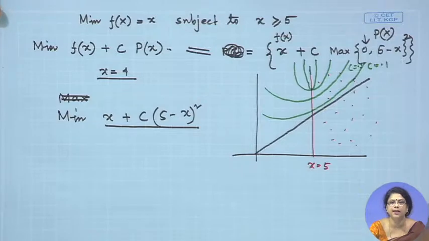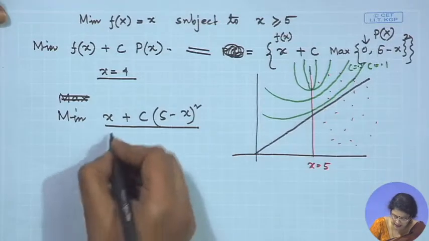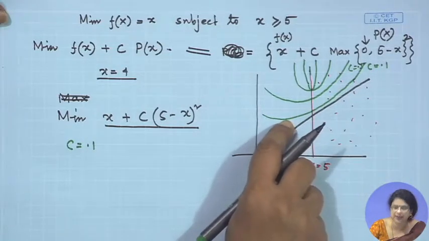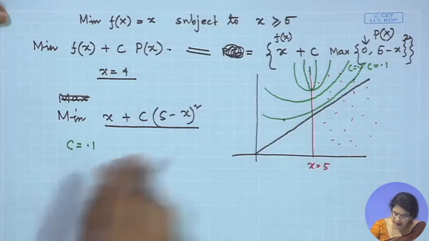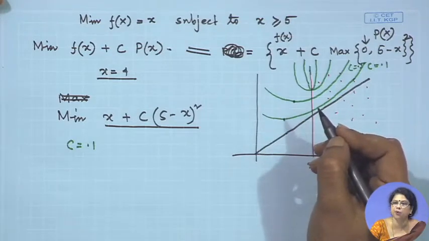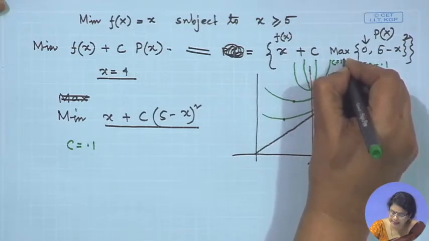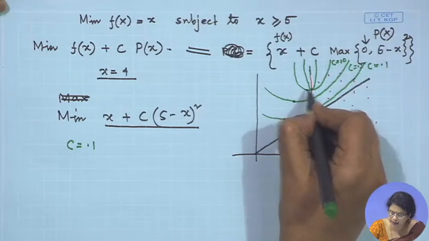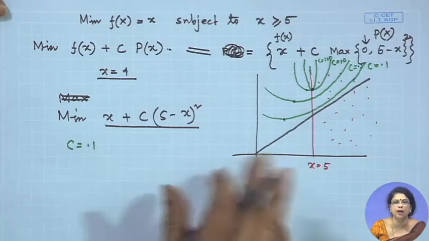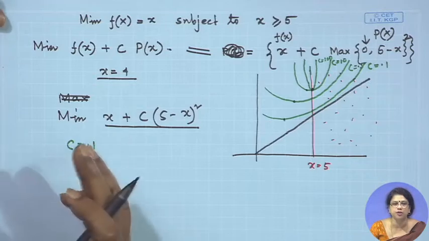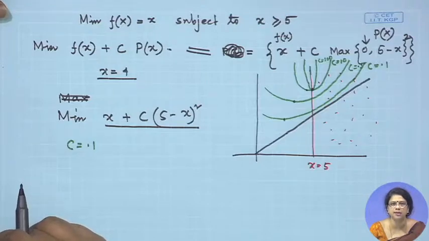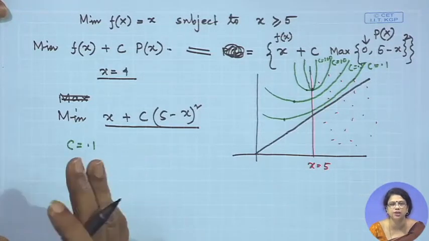What is the significance of this? The significance is this one. For c equal to 0.1, the minimum value could be here. For c equal to 0.5, the minimum value could be here. For c equal to say 10, the minimum value may be here, and for c equal to 100, the minimum value is here, because these are all unconstrained functions, and in this case it is unimodal. Finding the minimum through the process you have already learned is not difficult for you.